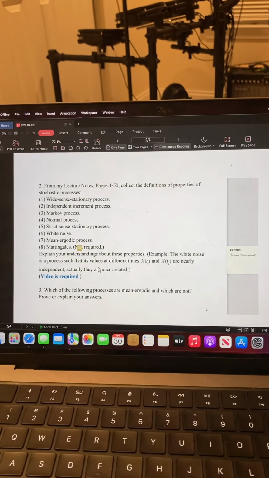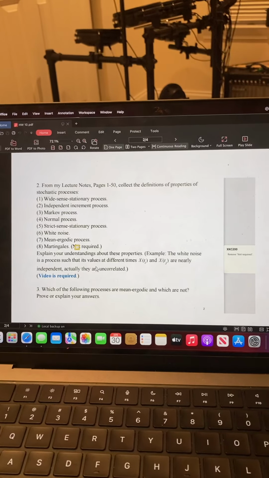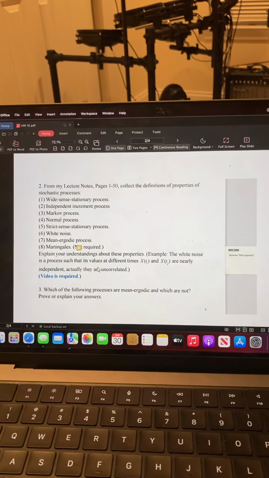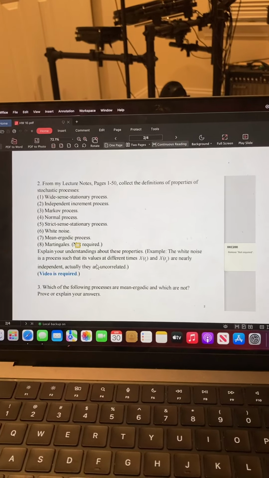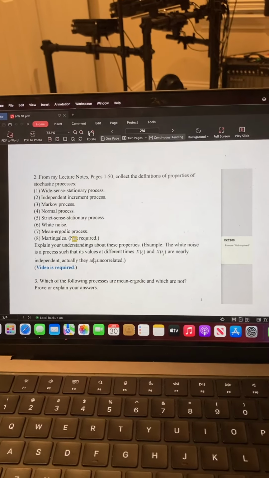So let us look at question number 2. In question number 2, we are told to collect the definitions of properties of stochastic process and explain our understanding about the process. So let us look at the solution for this.